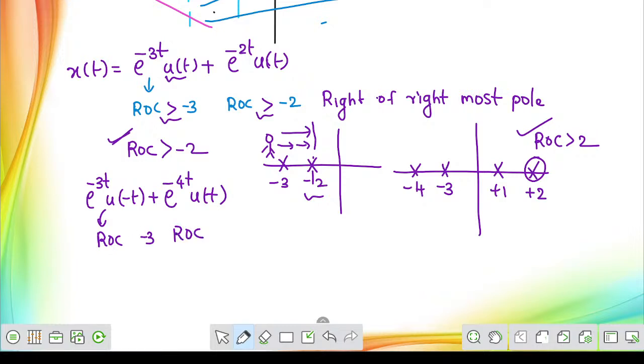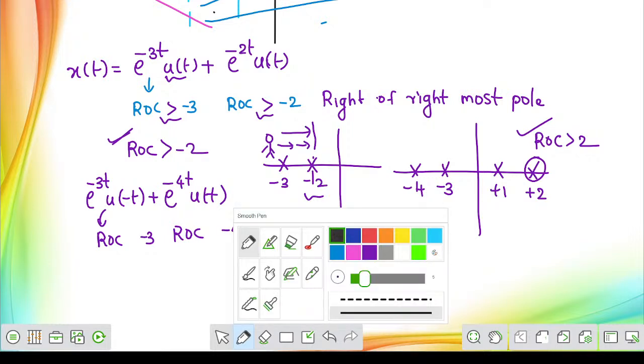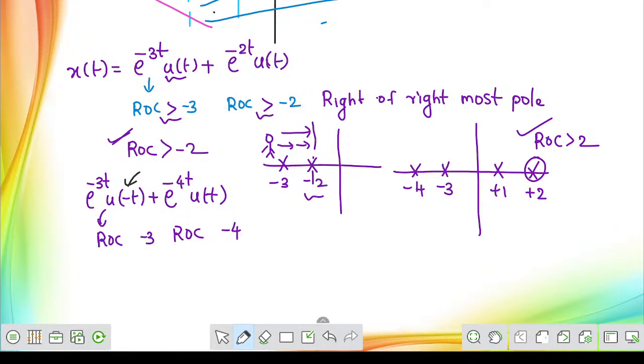First one, it is going to be -3. Second one is going to be -4. Whether it is less than or greater than, that is the question mark. If you observe, the first one is anticausal. Of course, the second one is also anticausal. So this is u of -t. The second one is also anticausal. If both are anticausal, then put less than.